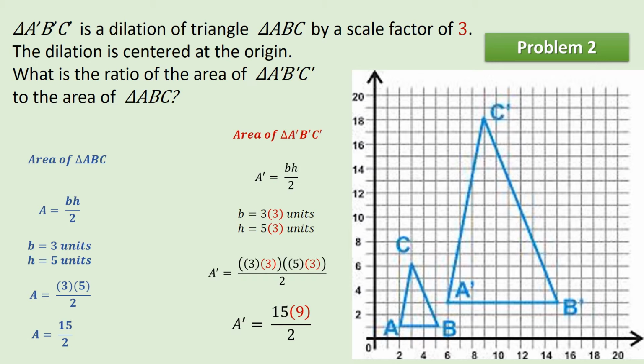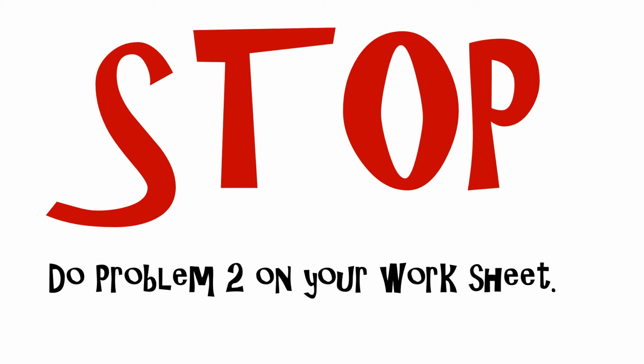Now if I had something like 1/5 as my scalar for my original, right? I'm getting smaller. I would still square 1/5. And how much is that area going to decrease? It's going to decrease by 1/25. Okay? Area and scalars are squared. Hope that helped a little bit. Stop the video. Do problem number 2 on your worksheet.